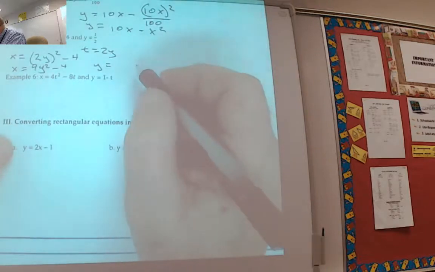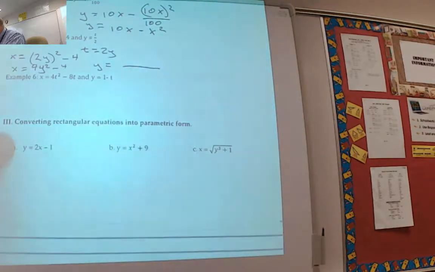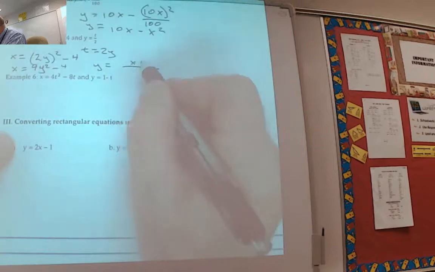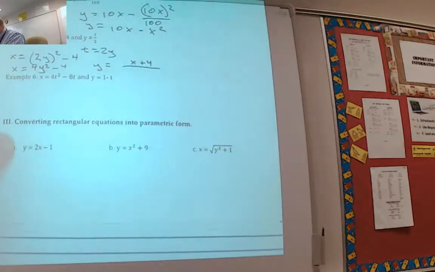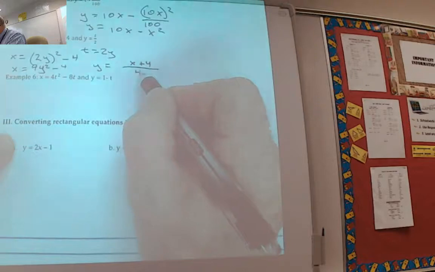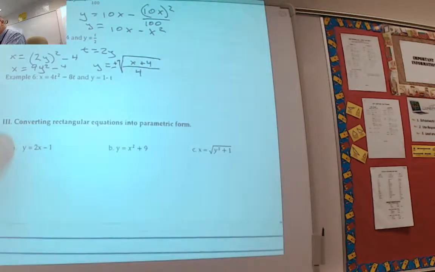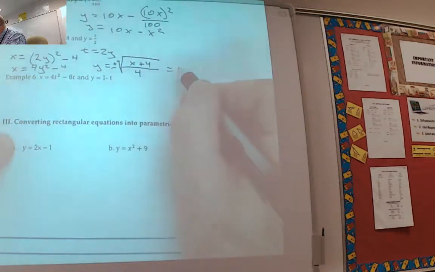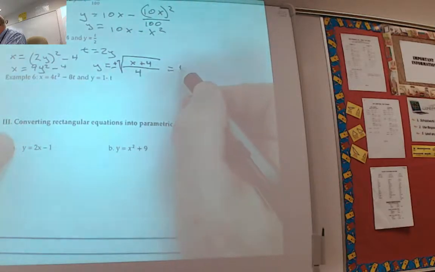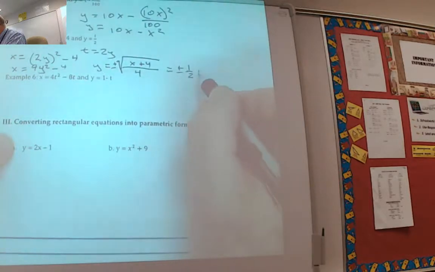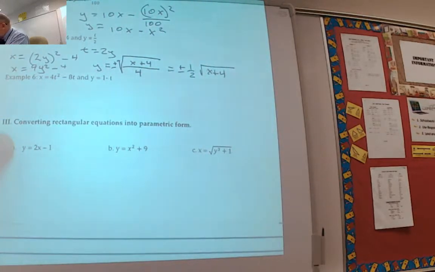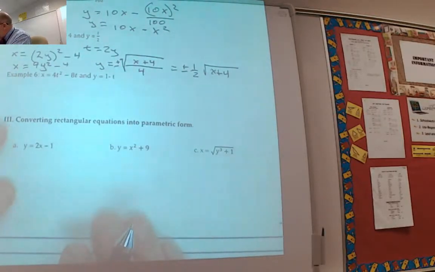You're on a roll. Okay, so it'd be x plus 4 divided by 4, all of that squared. Plus or minus square root, right? Or it might look like this: plus or minus 1/2 the square root of x plus 4. Okay. Gotcha. Alrighty.